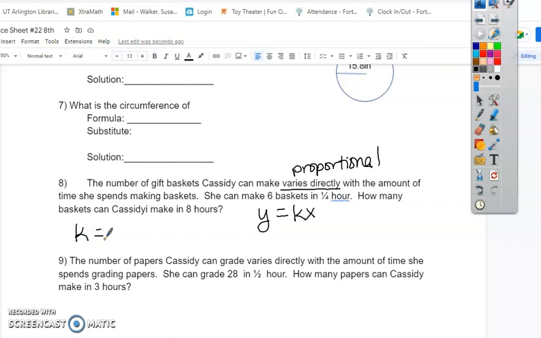The number of gift baskets Cassidy makes varies directly with the amount of time she spends. Okay, time, remember, time is x. Time is almost always on the x-axis. So she makes 6 baskets, so that'll be y. Y over x. She makes 6 baskets in 1/4 hour. Y, x. Okay. I want you to put that into your calculator.